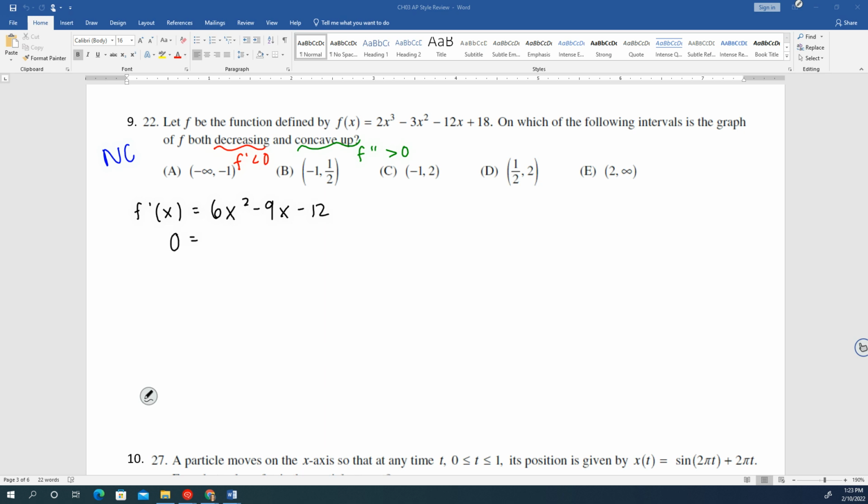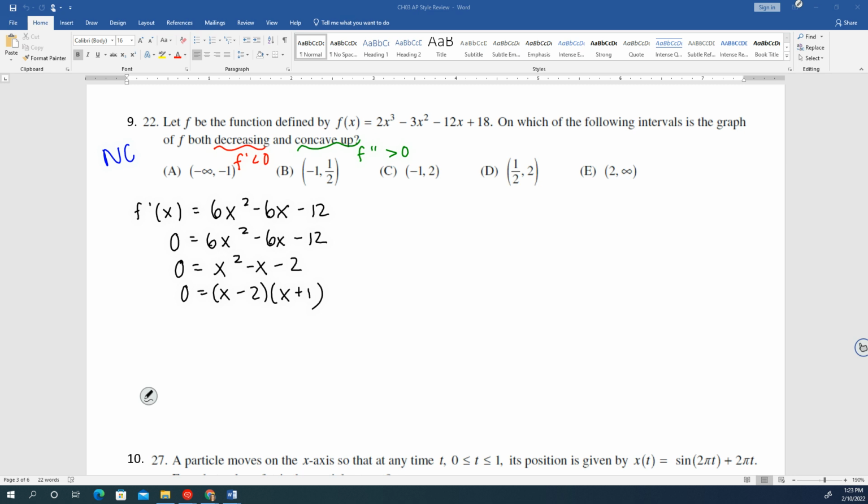Set it equal to 0. I would divide everything. Sorry, this should be 3 times 2 is 6. Good catch. Okay, I would divide everything by 6 to make this easier to factor. And remember, on multiple choice, our work is not graded, so we don't need to show every single step. We need to work quickly but accurately.